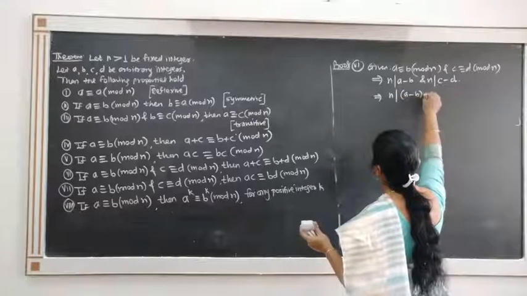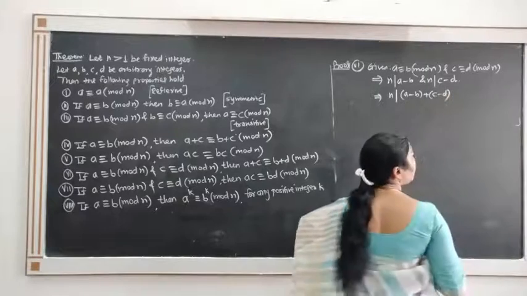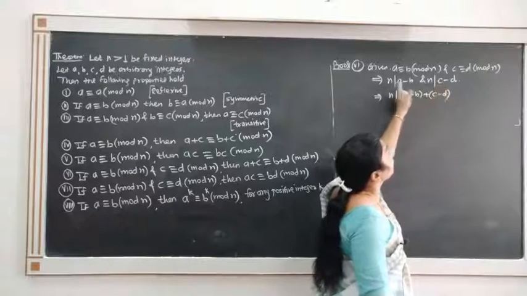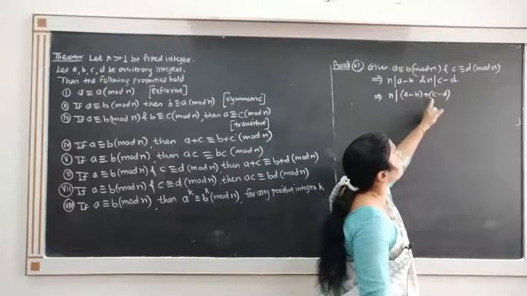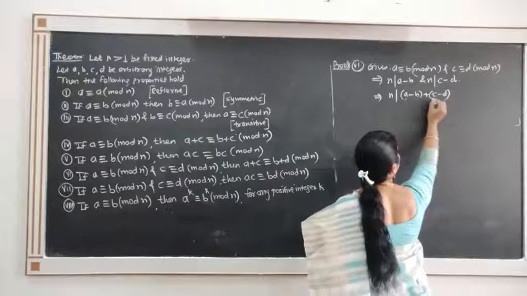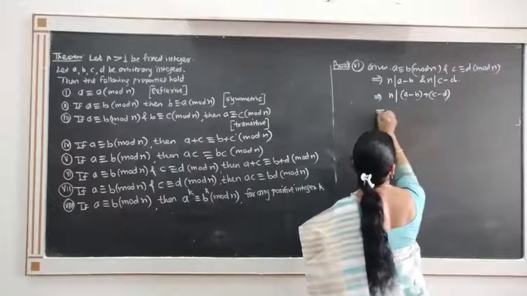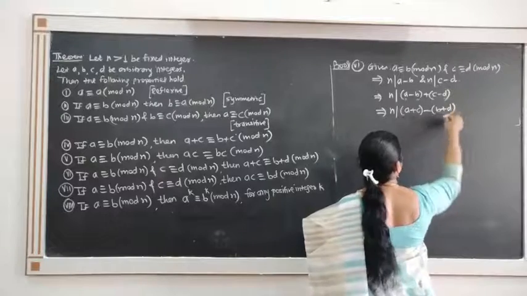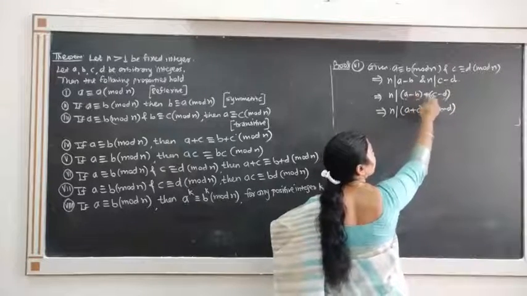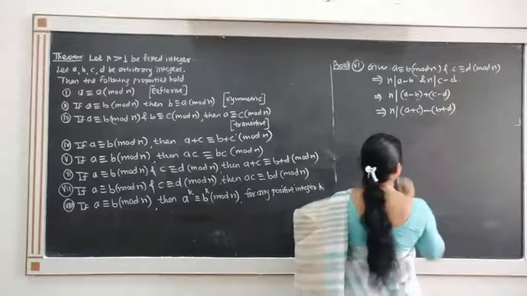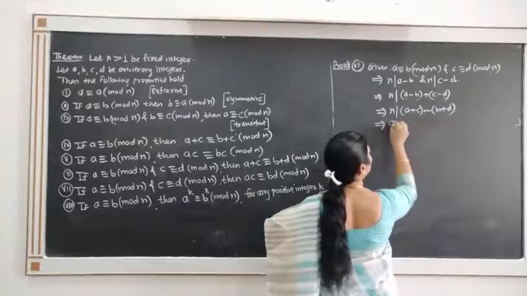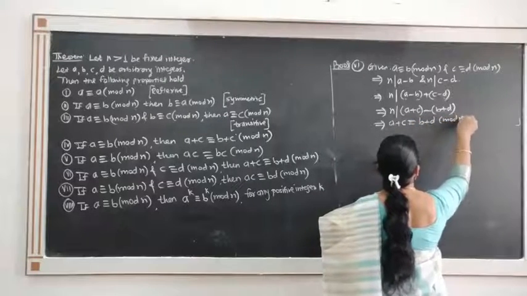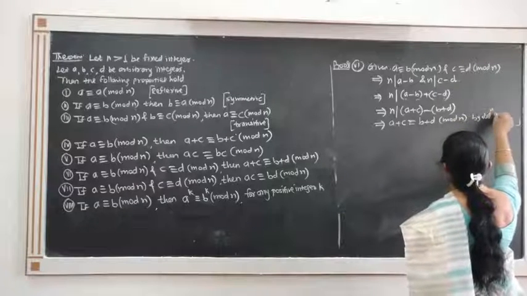We have a minus b plus c minus d by property of divisibility. If n divides a minus b and it also divides c minus d, it divides the addition of them too. So a minus b plus c minus d. Now I will collect a and c together and b and d together. So this implies n divides (a plus c) minus (b plus d) by making some adjustment. By definition of congruence, this implies that a plus c is congruent to b plus d modulo n, again by definition of congruence.